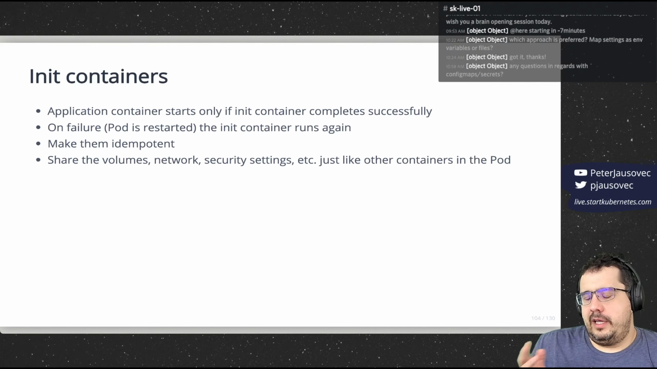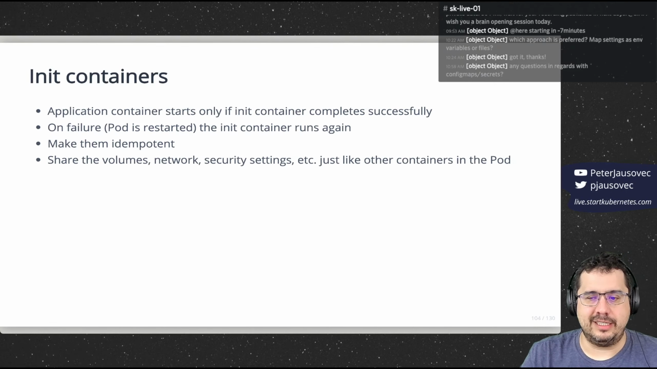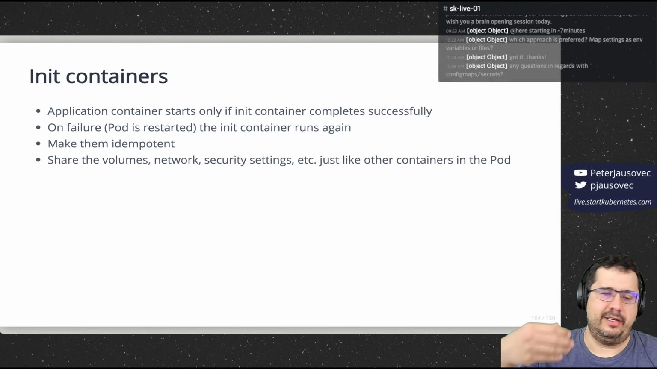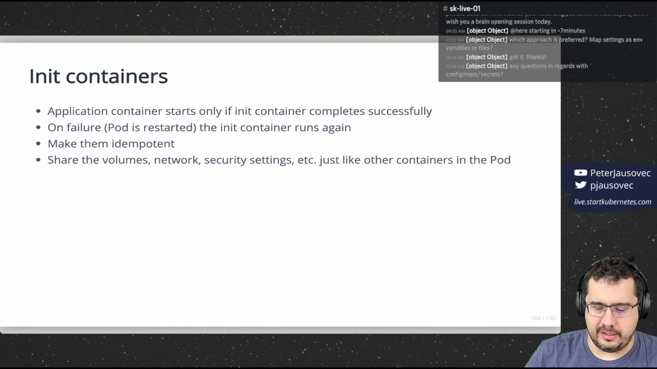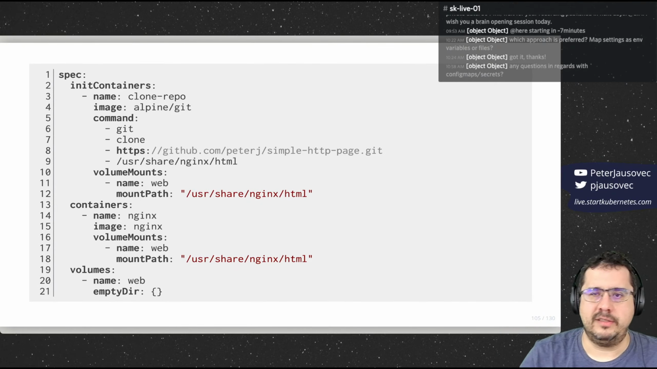Now, in the first hour of the first session, we talked about pods, right? And I mentioned how the containers within a pod share the volumes, the network, security settings, and resource limits between each other. Init containers do the same, right? So this allows you to download some things, prepare some things, configure some things, and leave it in the volumes, for example, for the main application to use. So this is an example that I'll show a demo of as well.